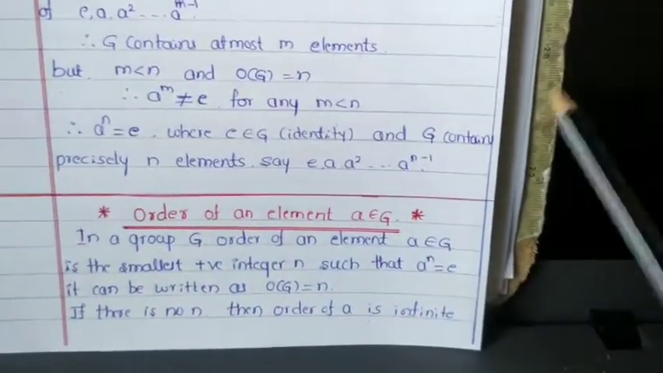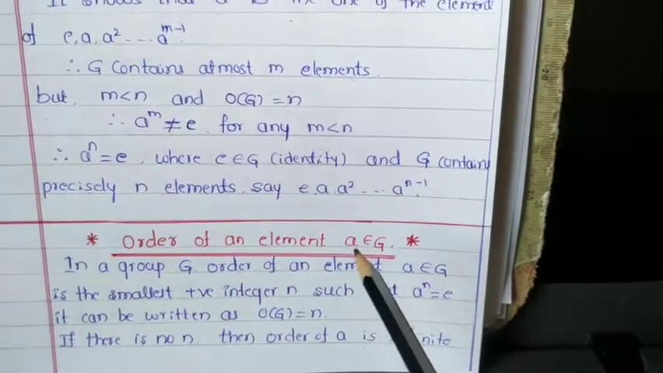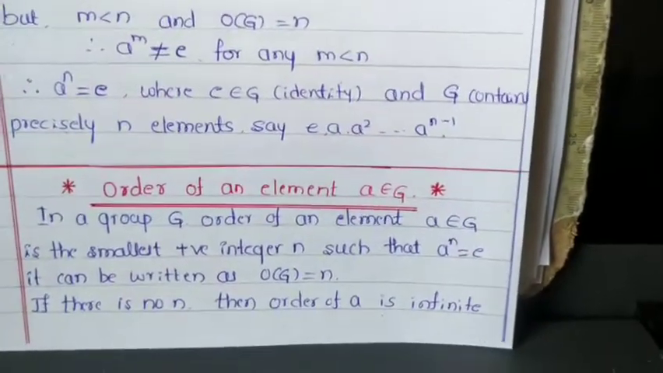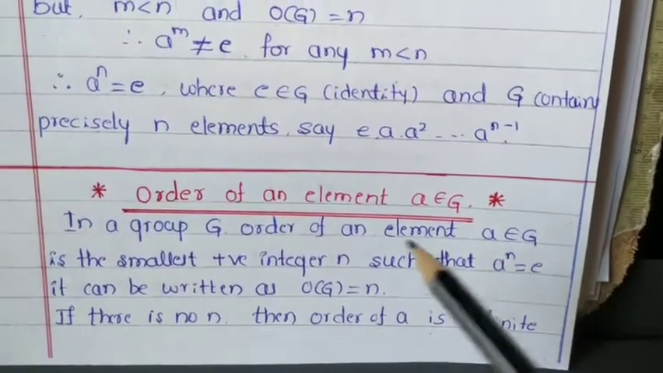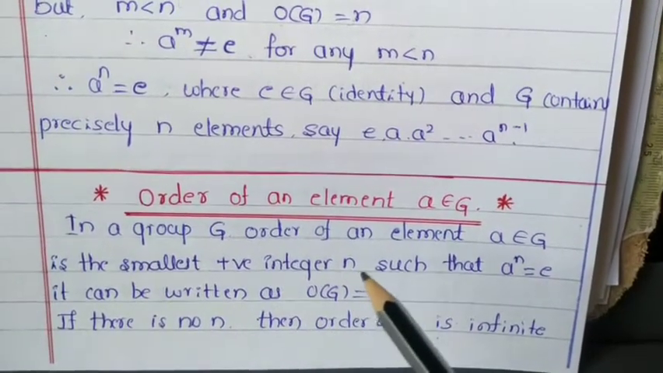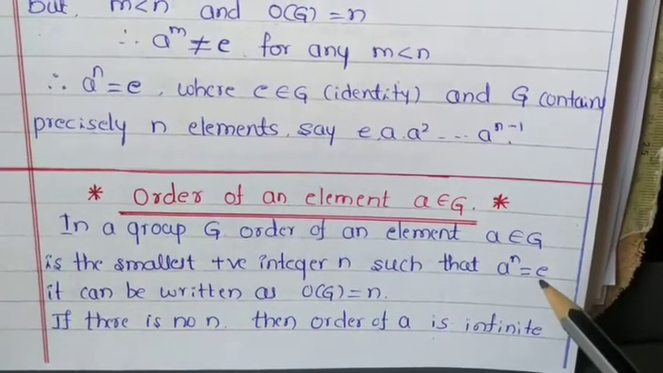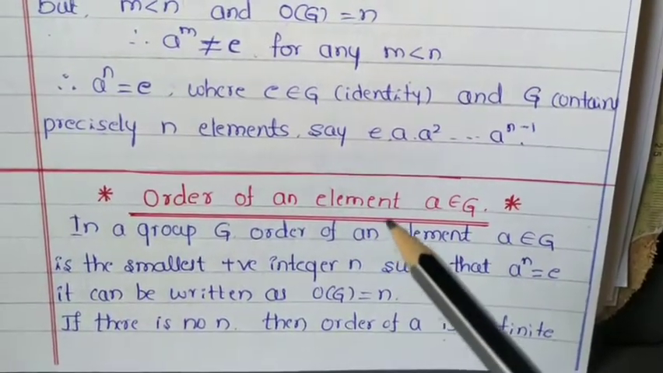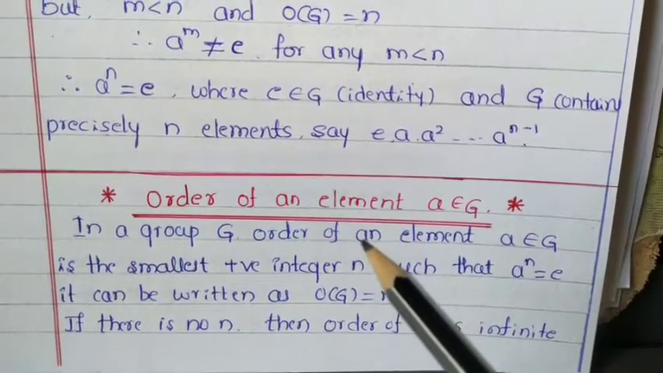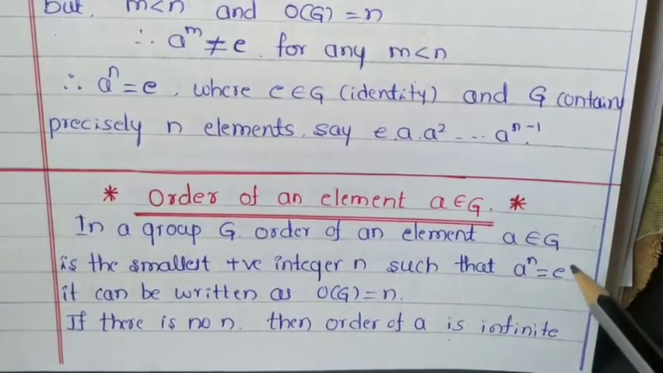Now, let us go to the order of an element a belongs to G. What do you mean by the order of an element? In a group G, the order of an element a belongs to G is the smallest positive integer n such that a raised to n equals e. That means G is generated by a and a raised to n equals e.